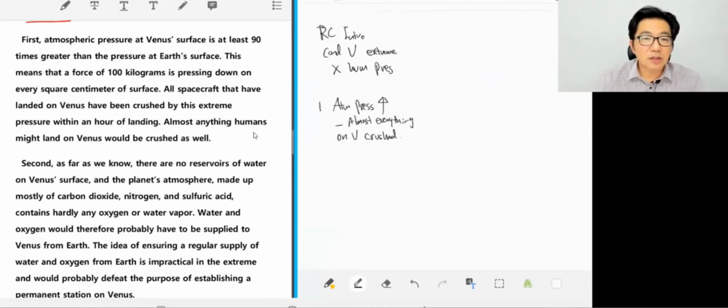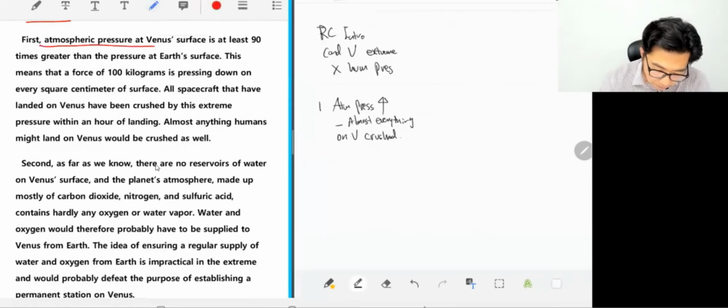All right, I can look at these notes and make the sentence. First reason is that atmospheric pressure would be just too great, too much atmospheric pressure compared to Earth. So almost anything human might try to land on Venus would be crushed. So humans cannot live there. Okay, moving right along very quickly. Too much, so anything human might land would be crushed.